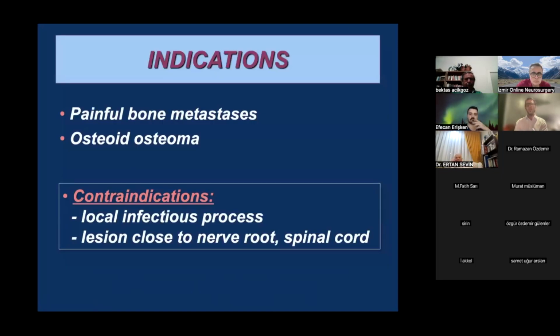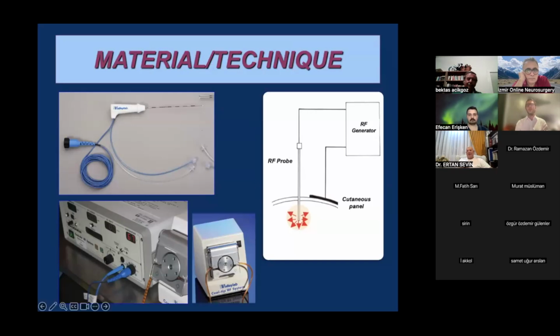The indication of radiofrequency ablation is mostly painful bone metastasis. You can also use it for osteoid osteoma. Contraindications are the same as for vertebroplasty: a local infectious process, because you risk putting bacteria inside the vertebral body, and when the lesion is too close to the nerve root or the spinal canal, because you risk a thermal injury of either the nerve root or the spinal cord. So this is the device.